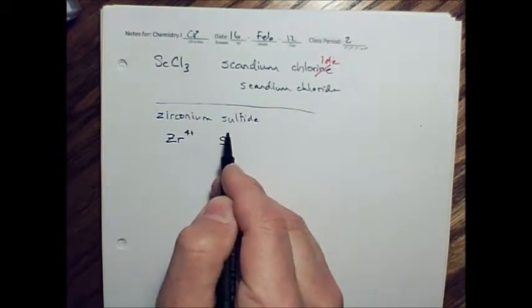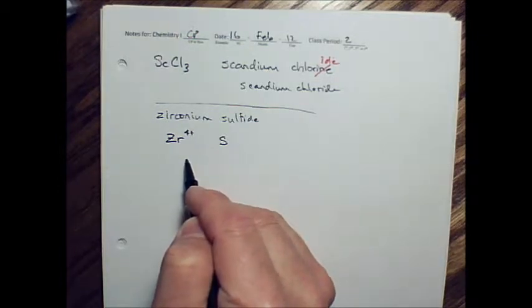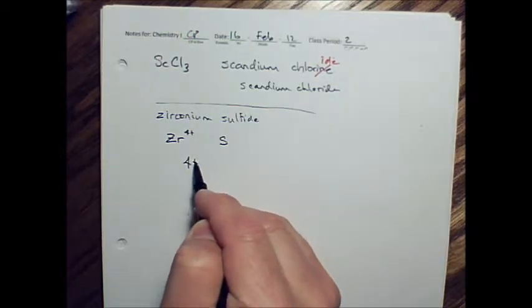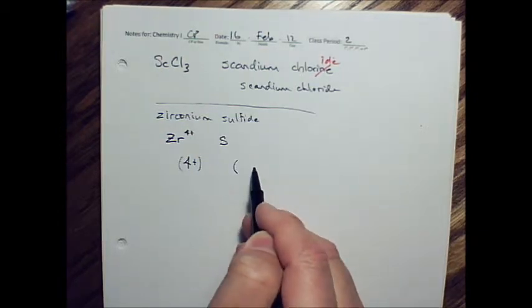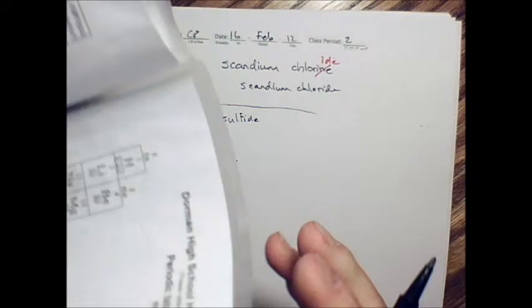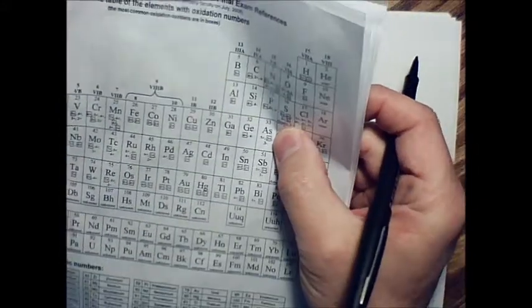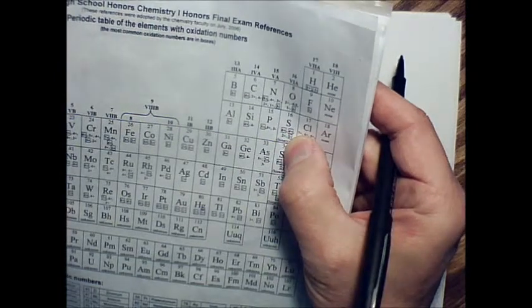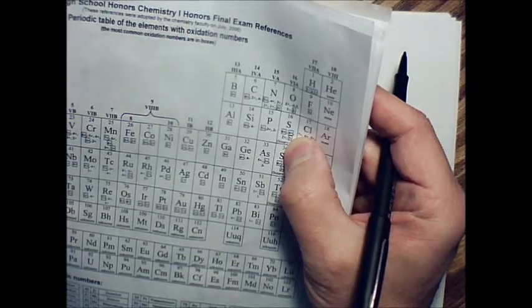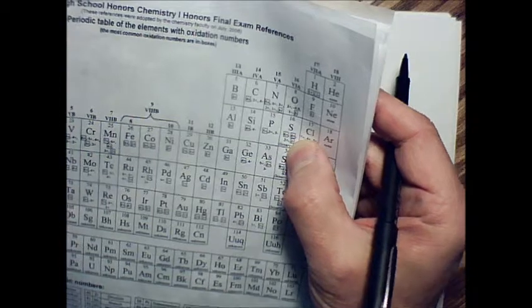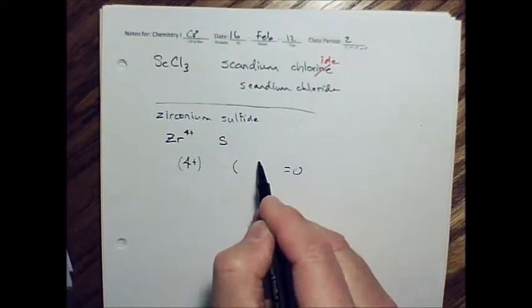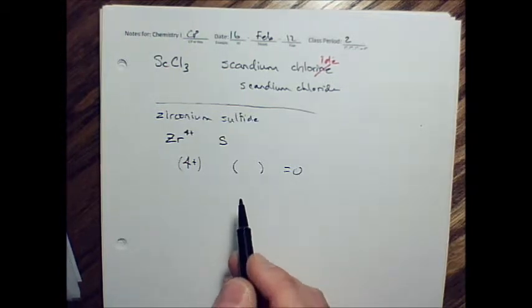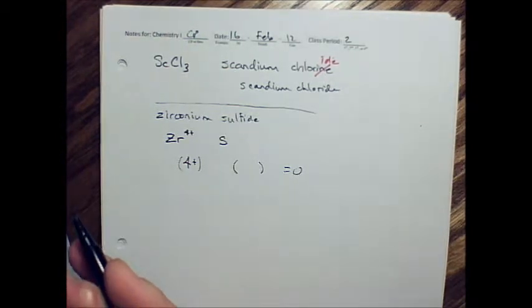We need a compound that's going to be neutral. So let's put down this charge, and let's figure out what charge we're going to put down for the sulfur. Okay, we go to the periodic table with oxidation numbers. And sulfur has 4 different types of charges. Okay? 4 different kinds of charges. We need a charge that's going to give us a 0. So the only possible is -2 because we have to have a negative number.